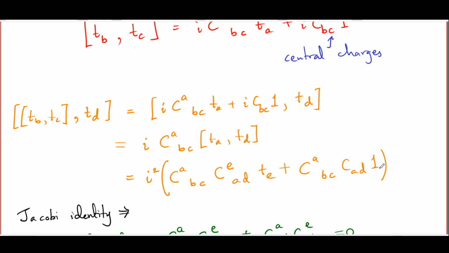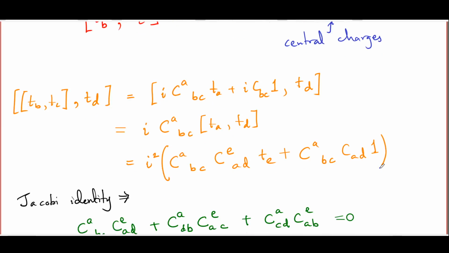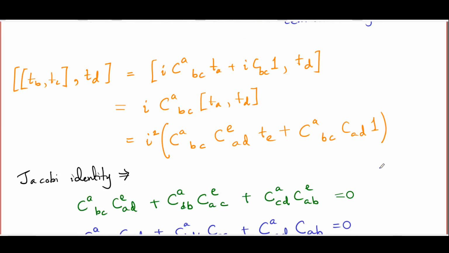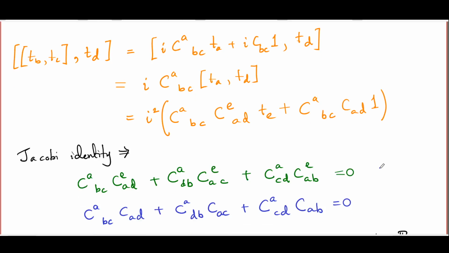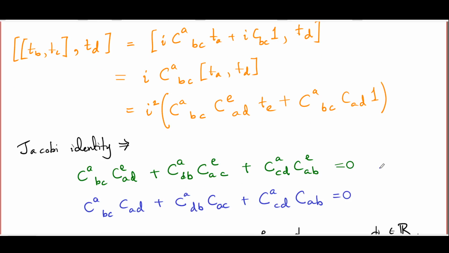But now the commutator of TA with TD gives rise to an additional i, which gives rise to the i squared factor outside, times CEADTE plus CAD times the identity. And when you gather them together, the following conclusion arises out of the Jacobi Identity. Remember, the Jacobi Identity tells you that if you took this expression and cyclically permuted B, C and D, you would end up with a sum of 0.